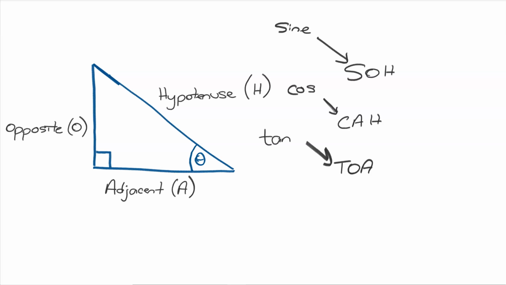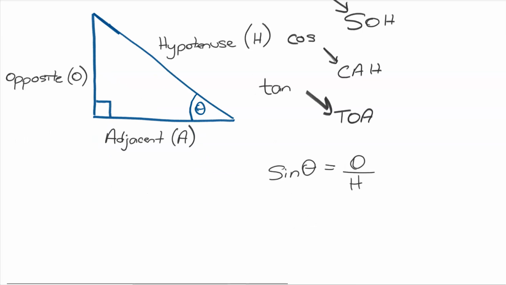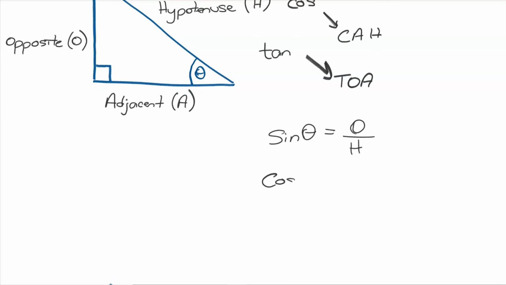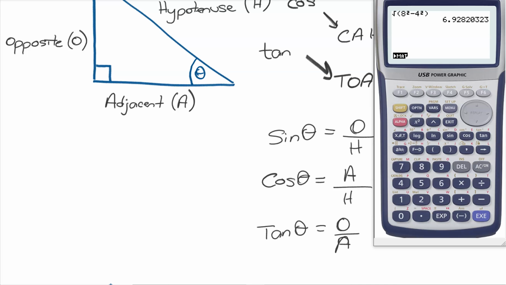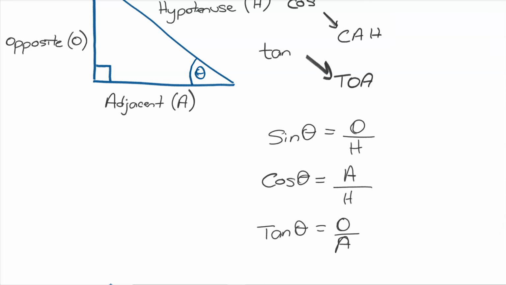How we write this down is sine theta is equal to the opposite length over the hypotenuse length. Cos theta is equal to the adjacent length over the hypotenuse. And tan theta is equal to the opposite length over the adjacent. If you go to our calculator, we can see we've got sine, cos, and tan, and we will use our calculator to determine what our lengths are. So let's look at an example.